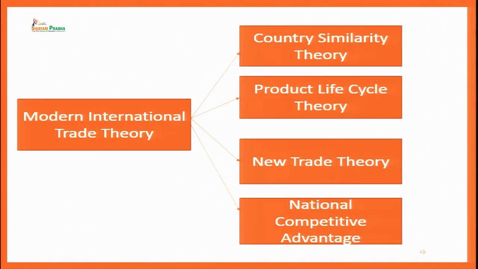Now, we are heading towards the modern international trade theory. The modern international trade theory has four different dimensions: the country similarity theory, product life cycle theory, new trade theory and national competitive advantage theory will also be covered in this modern international theory. So far, we had discussed the traditional international trade theory.